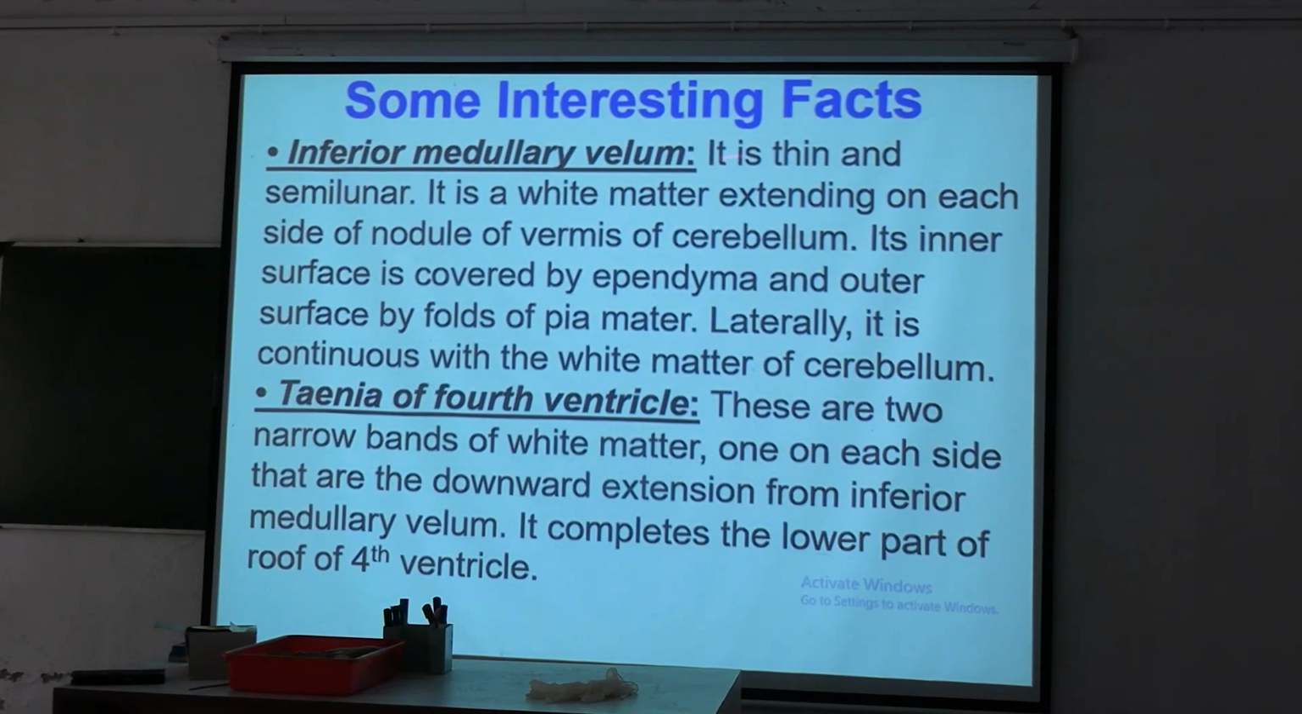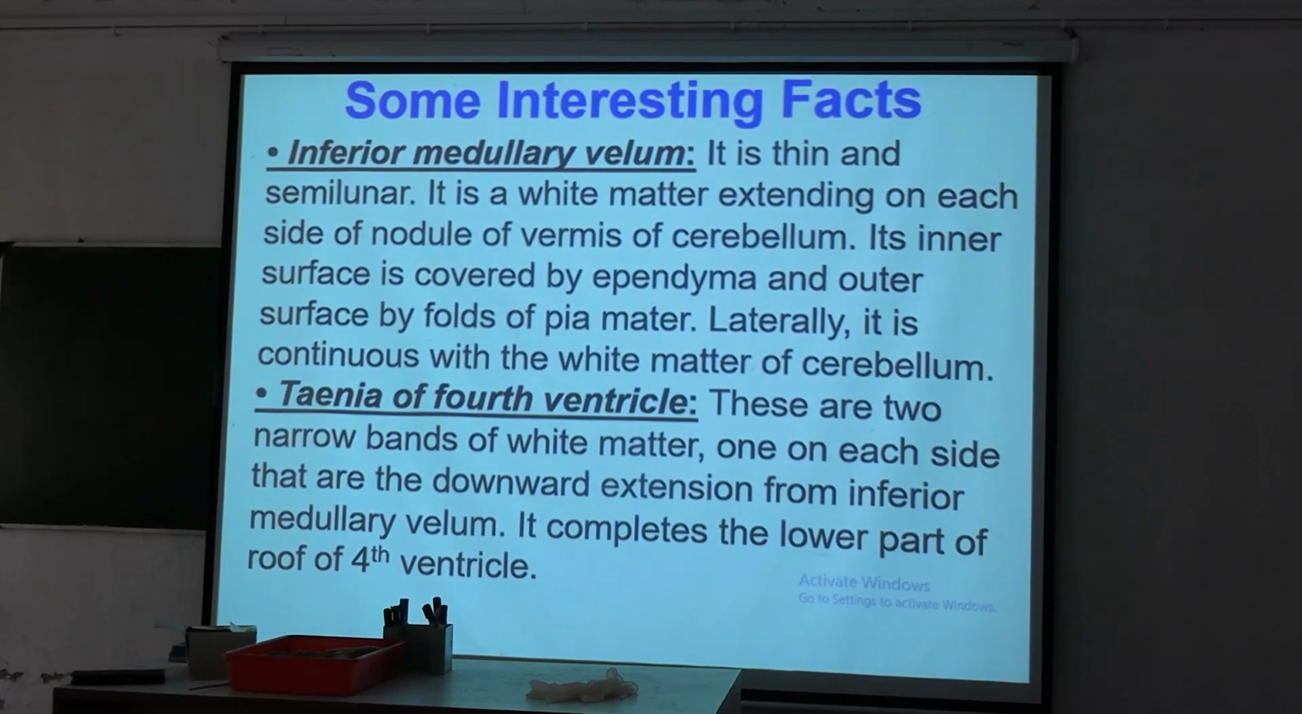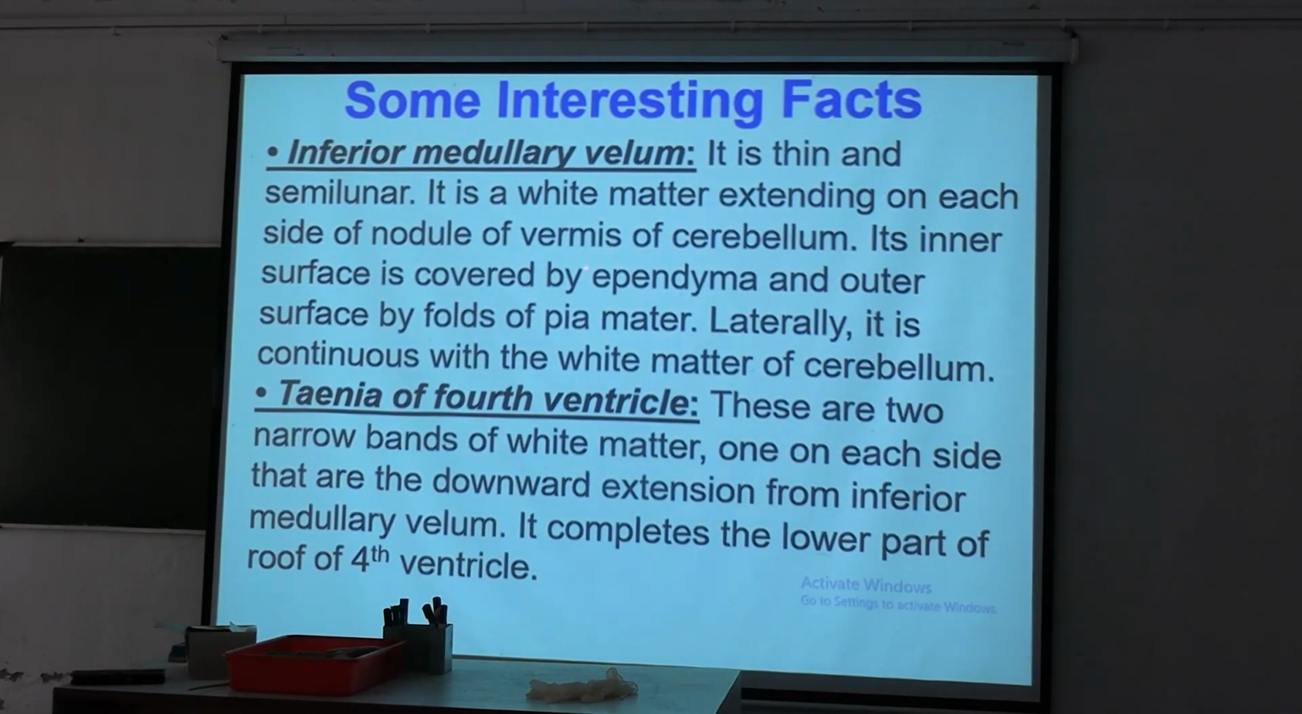Next is the inferior medullary velum. It is thin, semilunar, and it is white matter extending on each side of the nodule of the vermis of the cerebellum. Its inner surface is covered by ependyma, outer surface by folds of pia. Laterally it is continuous with the white matter of the cerebellum.